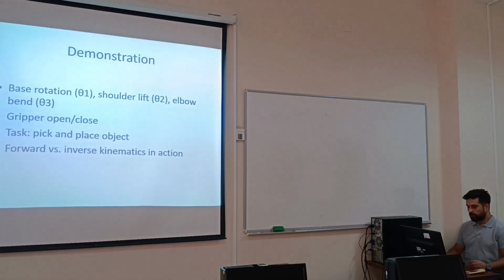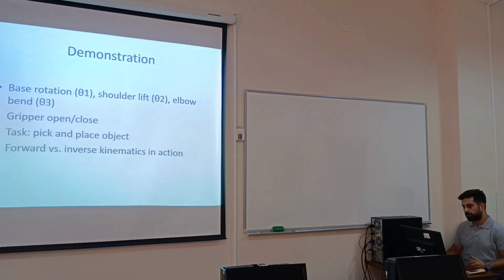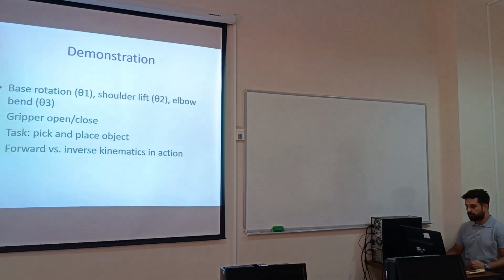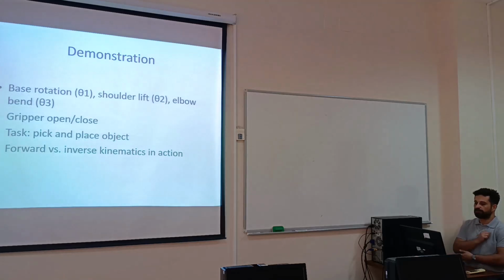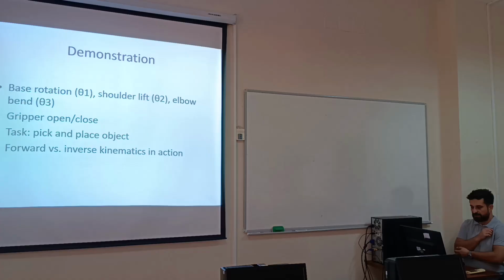Now, let us put the theory into practice with this robot arm. First, I will rotate the base using its servo motor. This corresponds to the first joint angle, that's theta 1. Next, I will lift and lower the shoulder by adjusting theta 2. Then I bend the elbow, which gives us the angle theta 3. Finally, the gripper servo opens and closes to interact with objects.